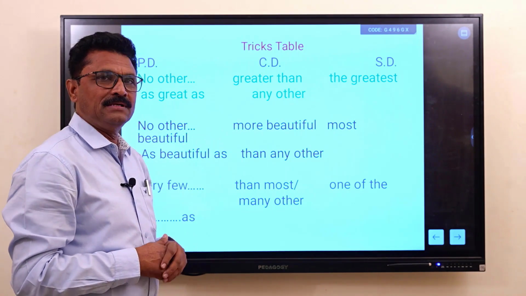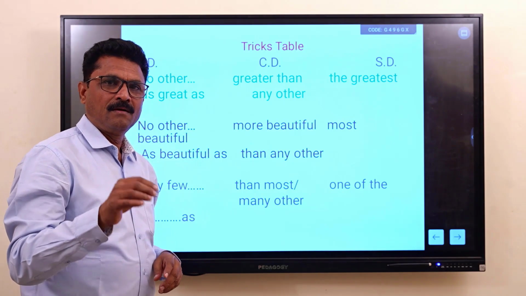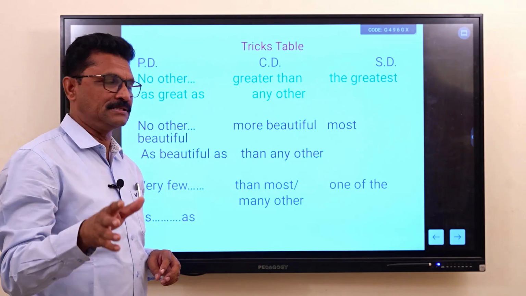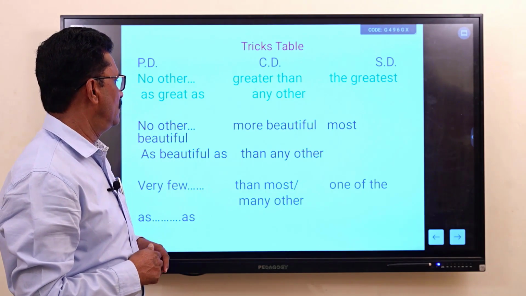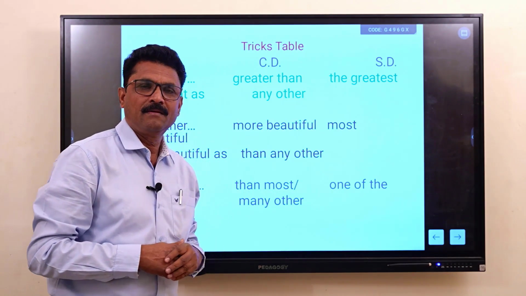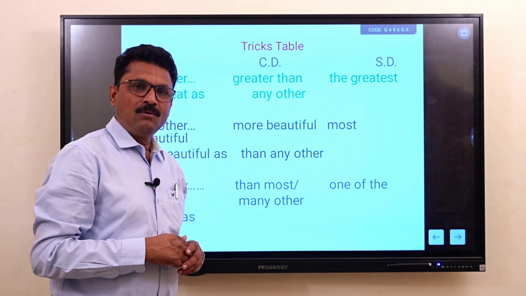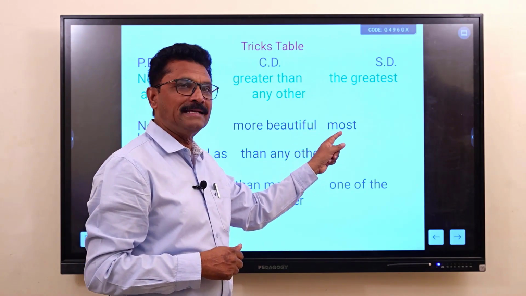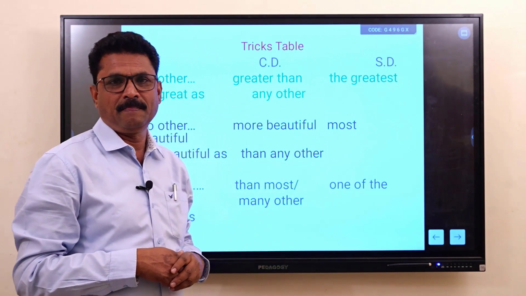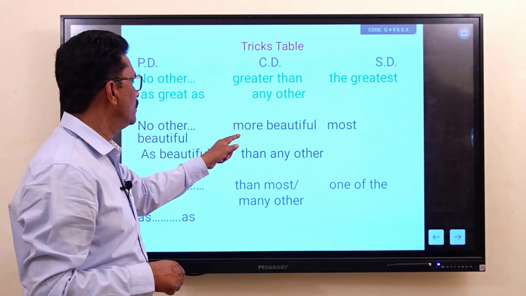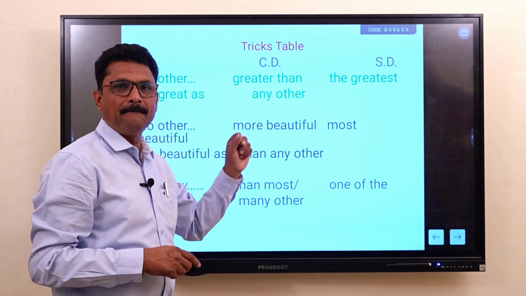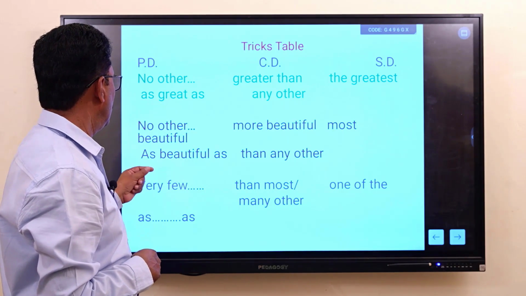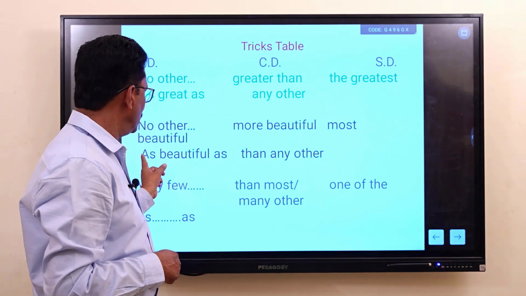So another example is given here. For those adjectives to which we can't add the er participle, for example, beautiful, we can use most before the adjective in a superlative degree, and we can add more before the adjective in a comparative degree, and in a positive degree we can use the root adjective in as.